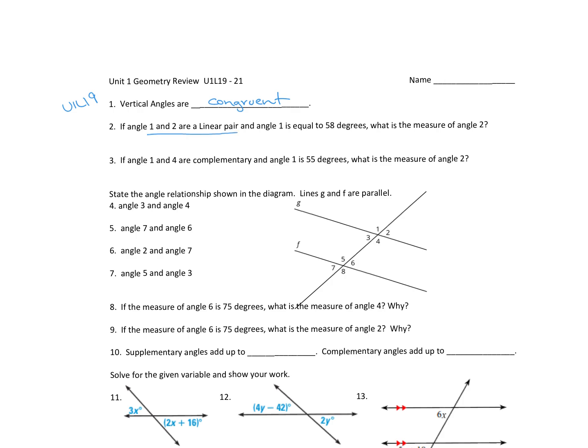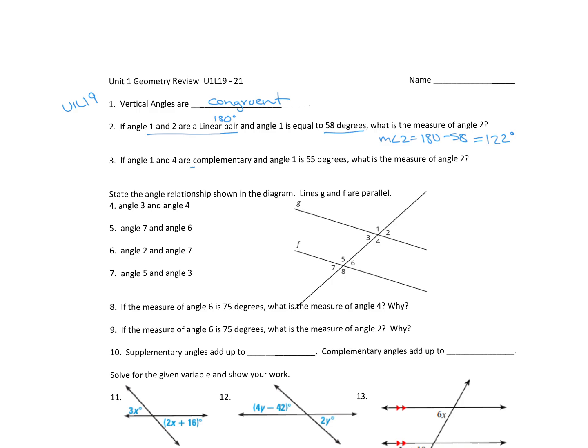Angles 1 and 2 are a linear pair. That means they're supplementary. That means they add up to 180 degrees. So if angle 1 is 58, then the measure of angle 2 is equal to 180 minus 58. And that's going to give me 122 degrees for the measure of angle 2.